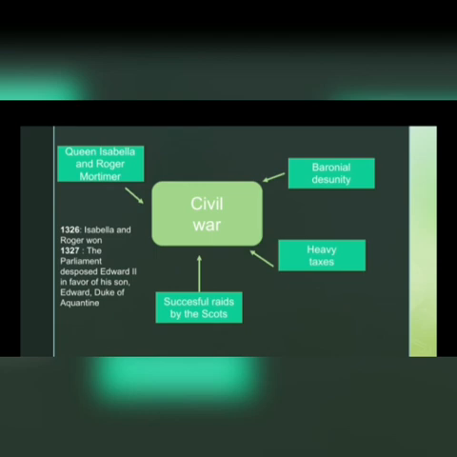There were two important people that were against the king, and they were Queen Isabella, his wife, and Roger Mortimer. Queen Isabella was negotiating peace with her brother. She was the sister of the King of France, and she fell in love with Roger Mortimer. Roger Mortimer was from Wales. So both of them made a plot against King Edward II.